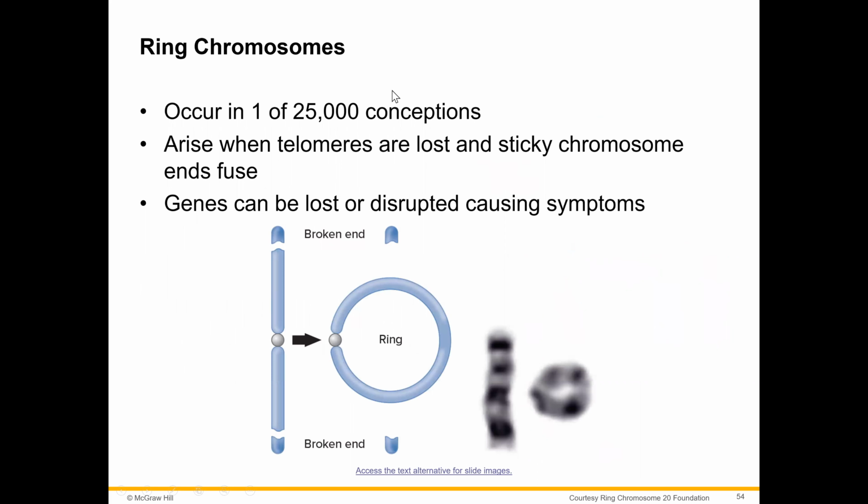Ring chromosomes. Ring chromosomes can be created when telomeres are lost, and telomeres are those end parts of the chromosomes, and then the chromosome end parts become sticky and fuse, and genes can be lost or disrupted, causing symptoms. So here's a normal chromosome, here's the ring chromosome, which occurs in one in 25,000 conceptions.